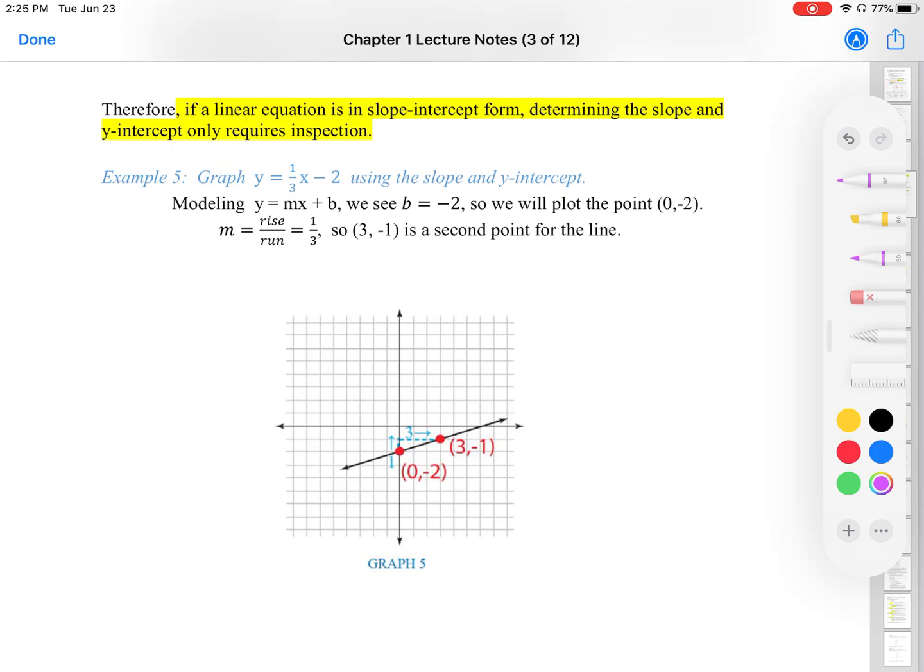Okay, so graph y equals 1/3 x minus 2 using the slope and y-intercept. Okay, so let's begin by plotting our y-intercept. In this case, my y-intercept is -2. So that's the point 0, comma, -2. We plot it. That's here.